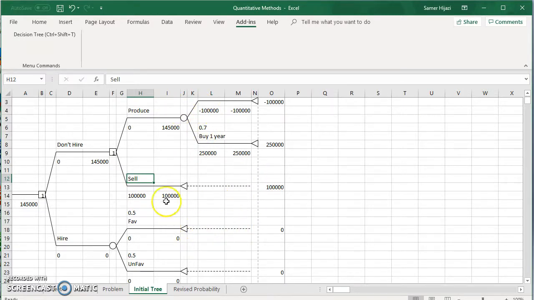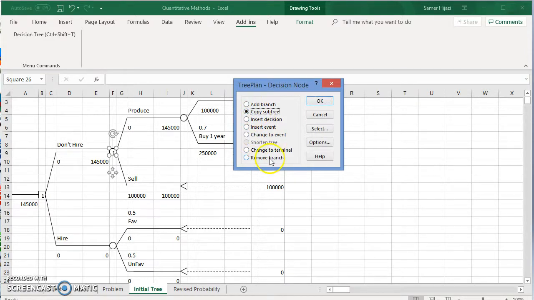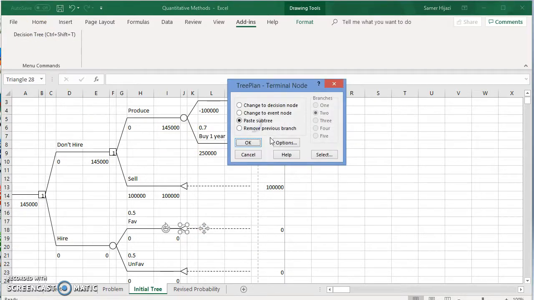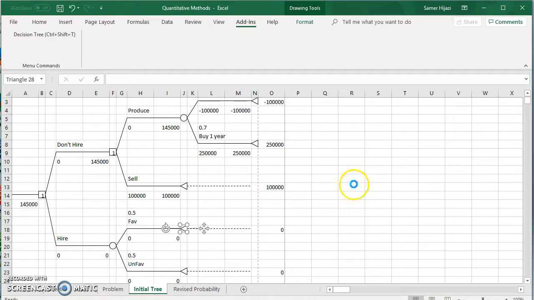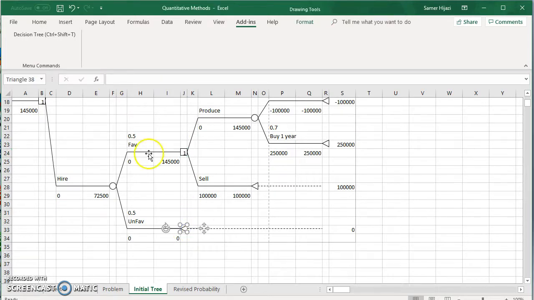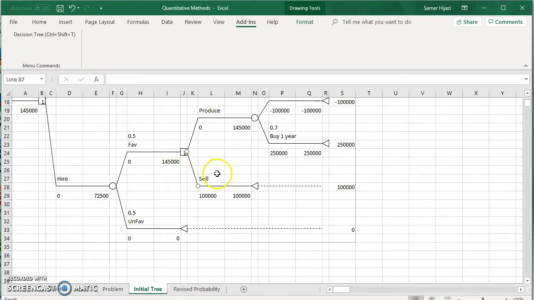Now, instead of repeating that, TreePlan offers me, click on the decision here, offers me an option to copy this subtree. So I'm going to copy it, goes into the clipboard, click over here on this branch, and I'm going to paste it. Click OK. Take some time. And here we go. Now the problem with this option is it doesn't stay. So if I click right now, I don't have the option to paste it.